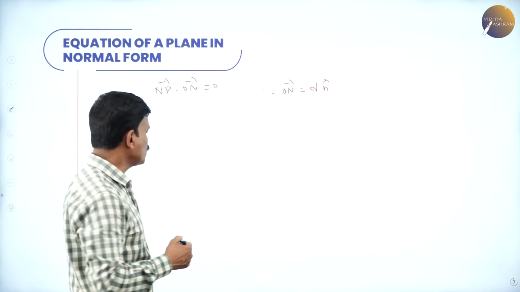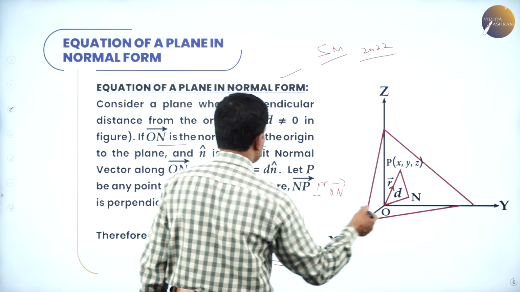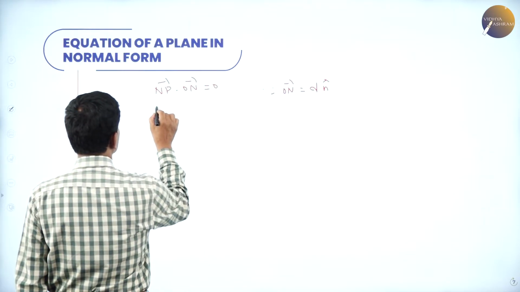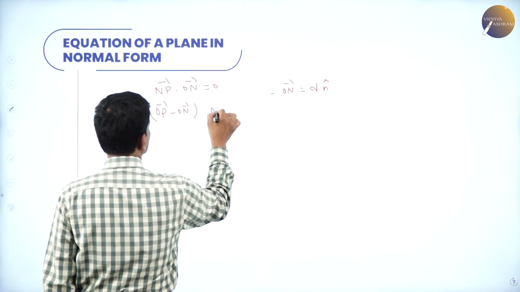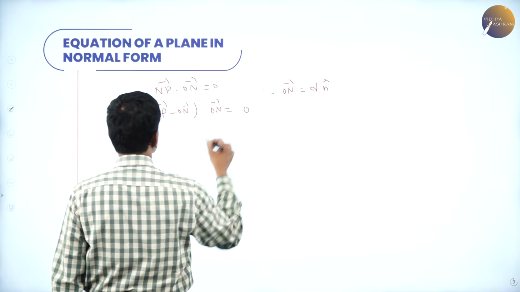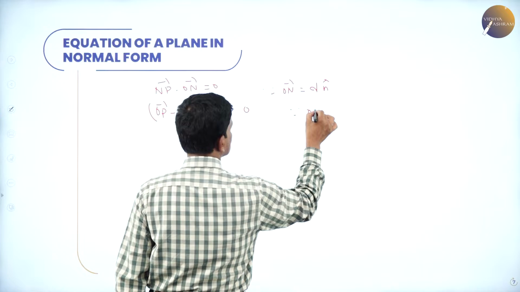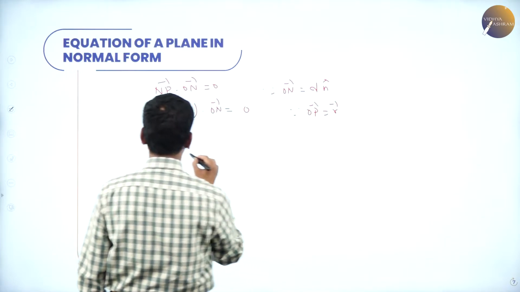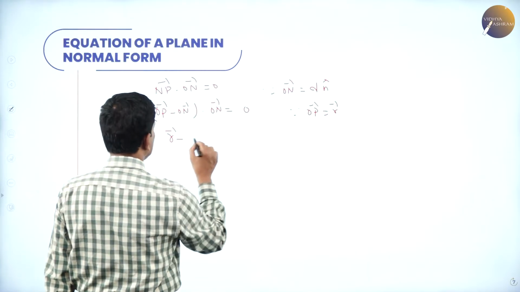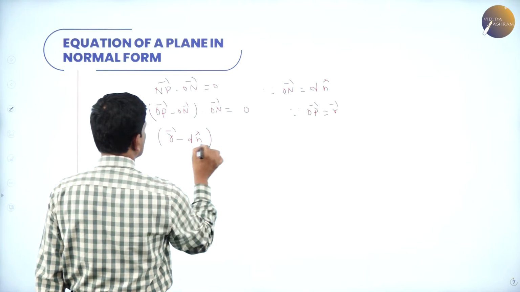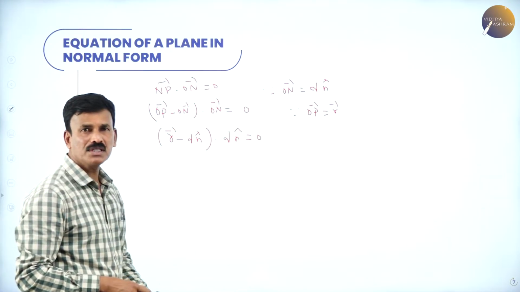Now what is NP from this figure? Vector NP is equal to OP minus ON. So NP dot ON can be written as (vector OP minus vector ON) dot vector ON, which is equal to 0. Vector OP is equal to r, and ON is equal to d n cap. So (r minus d n cap) dot d n cap is equal to 0. Simplify this, you will get the answer.